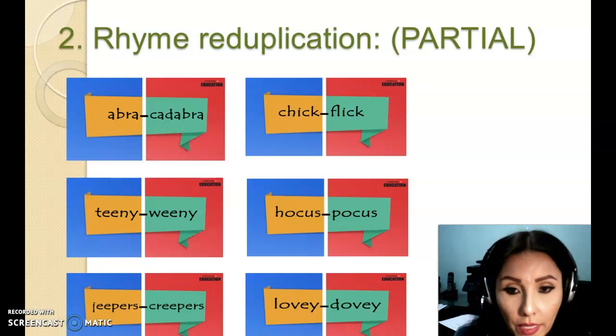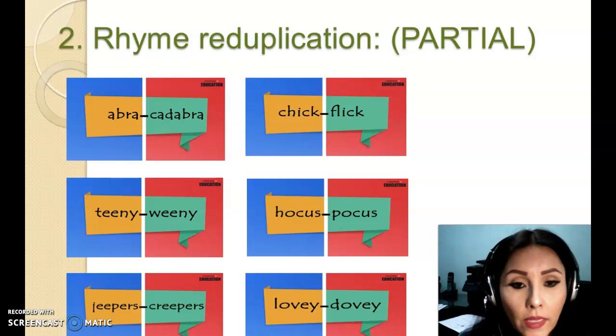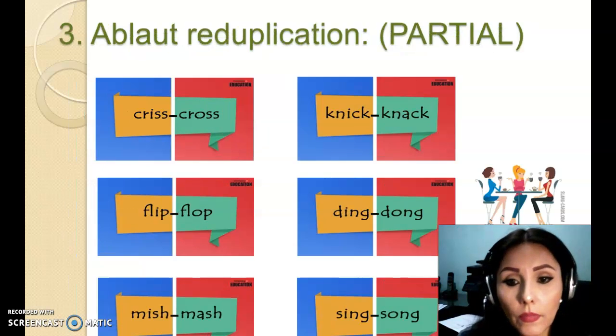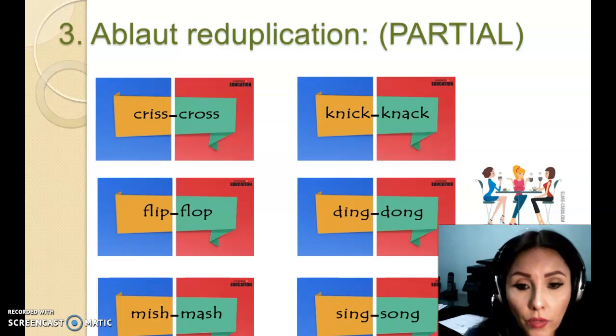Rhyming reduplication. The two halves of the reduplication are not exactly the same, but they rhyme with each other. Many a time, product names are formed this way, such as Tic Tac, Fruit Loops, Nutter Butter, Slim Jims, etc. Ablaut refers to those words which change form when a vowel is shifted. This reduplication suggests a progression or changing state from one form to another.